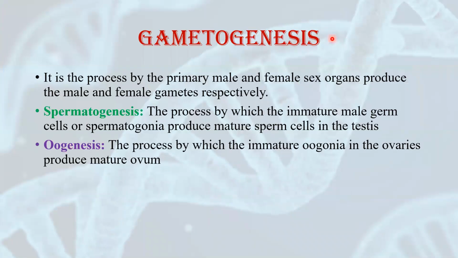So let's start with gametogenesis. What is gametogenesis? It is a process by which the male sex organs and the female sex organs produce male and female gametes. That means the testis and the ovary produce sperms and ova. If the testis produce sperms, it is known as spermatogenesis. If the ovaries produce ova, it is known as oogenesis.